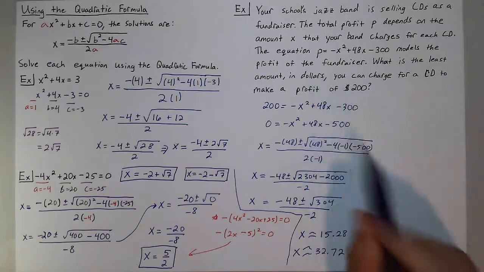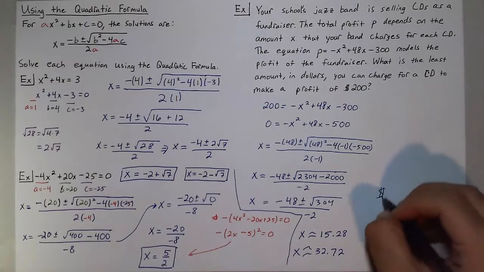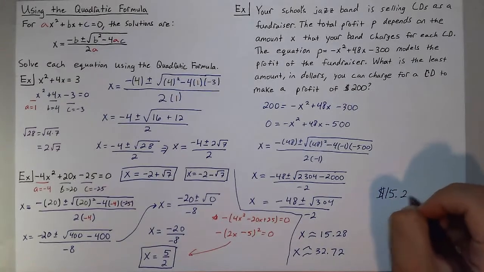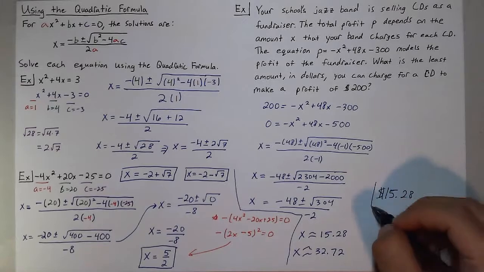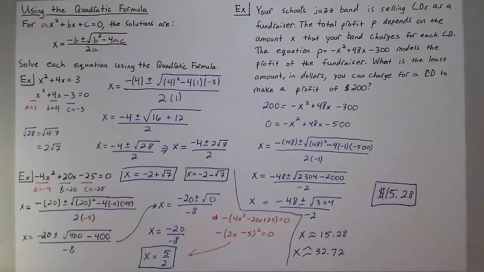So that's 2 different prices I could charge to get that profit of 200, but we want to know the least amount we have to charge. So that would be $15.28. And that is how you use the quadratic formula.